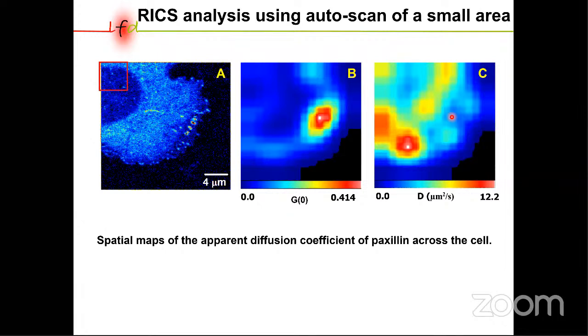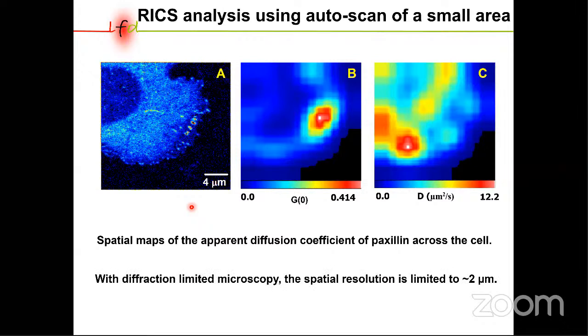So what you can do now in RICS is, instead of just analyzing the whole image and averaging everything, you can split it up into smaller regions of interest and then do the calculation for all the regions of your image. Then you end up with a map where you have both the average concentration of your molecule and the average diffusion coefficient. So this is a very nice result. Again, keep in mind that unfortunately you cannot make these regions as small as you may like because of the limitation that you still need to be able to fit your correlation function. So in general, with diffraction limited microscopy, the resolution of these diffusion maps is limited to a couple of microns typically.